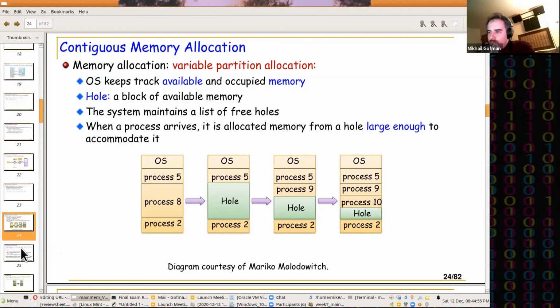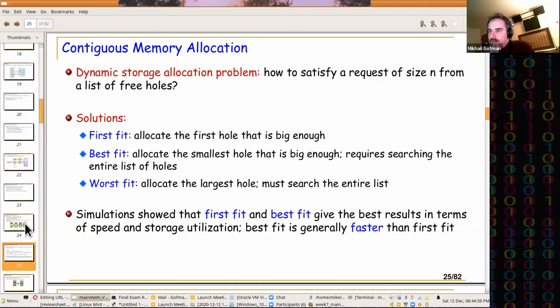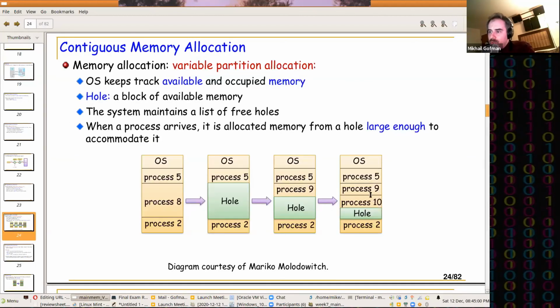One of the challenges which we talked about here is external fragmentation. External fragmentation is when a process requires a certain amount of memory, and if we add up the sizes of all the holes, the overall amount of memory is sufficient to store the process, but no individual hole is actually big enough to accommodate the process.